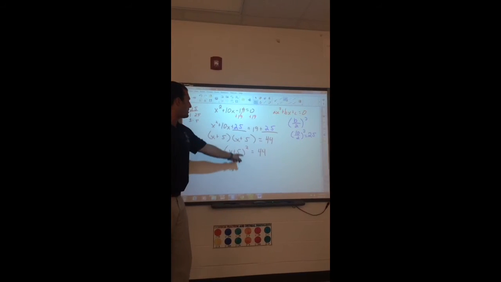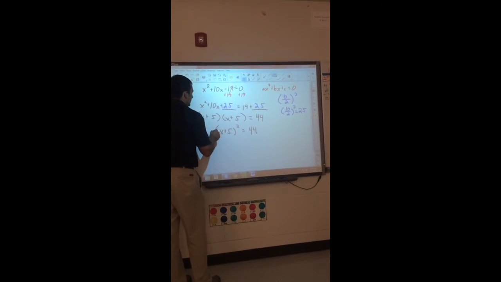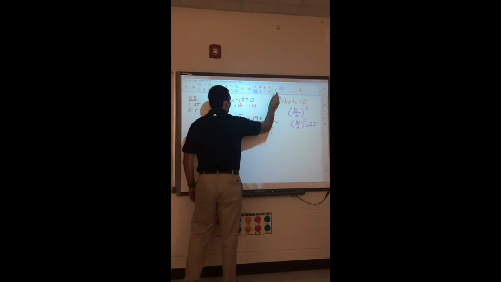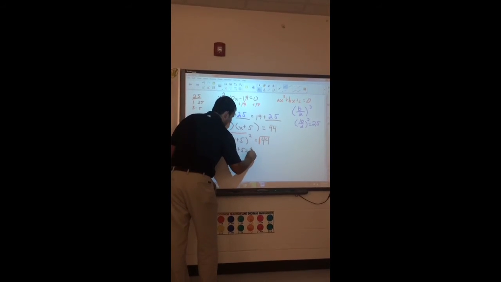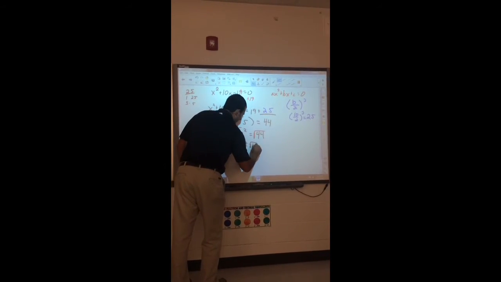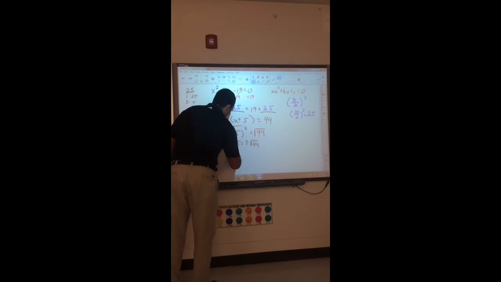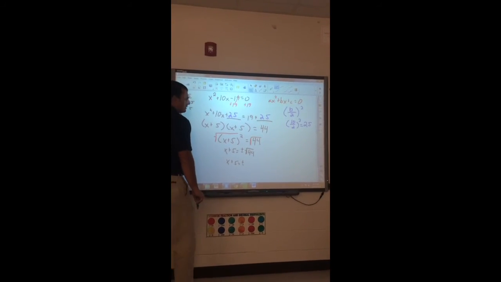How do I get rid of that exponent right there? What do I have to do to both sides? Not yet. Take the square root of both sides. Okay? Take the square root of both sides. That gives me x plus 5 equals plus or minus the square root of 44. Okay? If I wanted to break that down, I would have x plus 5 equals plus or minus, let's see, 2 times the square root of 11?